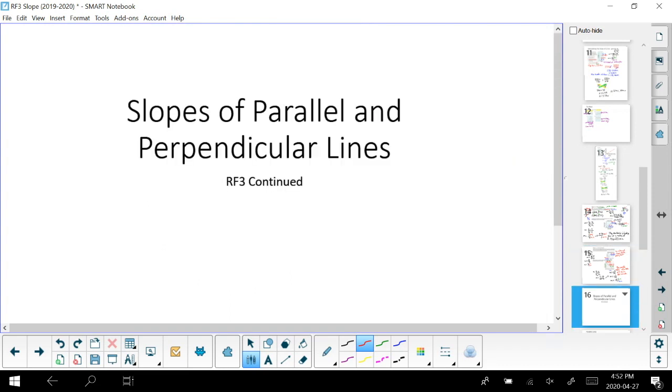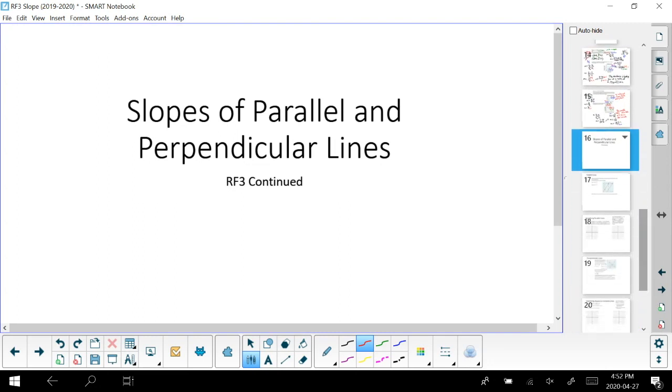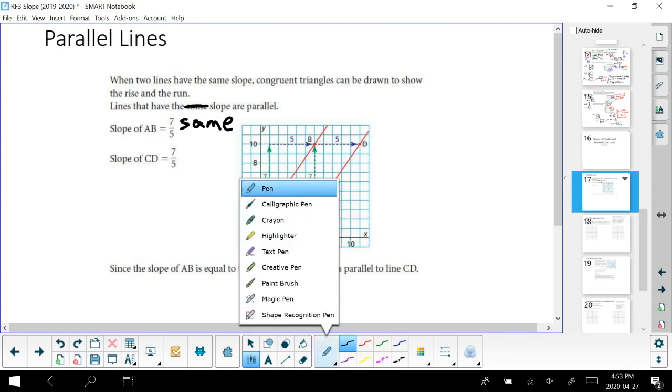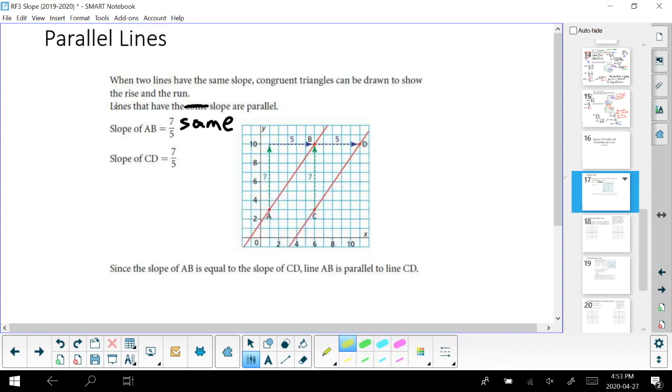Now, the last section of RF3 talks about the slopes of parallel and perpendicular lines. You guys have talked about parallel and perpendicular lines in the past in other math courses, but we're going to revisit them through the lens of using slope. So for parallel lines, we need to identify what's so special about their slopes. The first thing we need to do is identify what it means for two lines to be parallel. In this case, parallel lines really just have the same slope. So if they have the same slope, they are parallel.